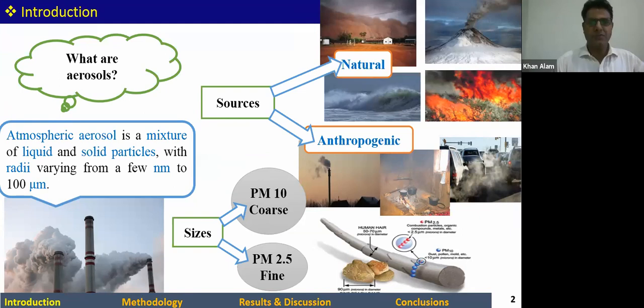Aerosols are further classified into natural and anthropogenic aerosols. Natural aerosols are volcanic eruptions, sea salt, mineral dust. However, anthropogenic aerosol includes industrial emission, biomass burning, vehicular emissions, domestic cooking, and other activities.